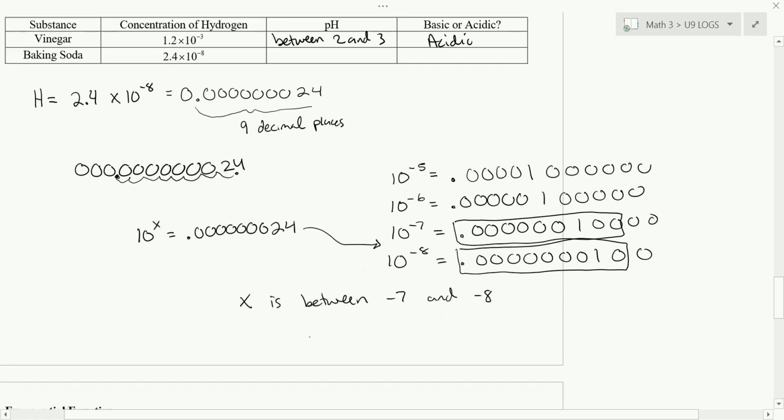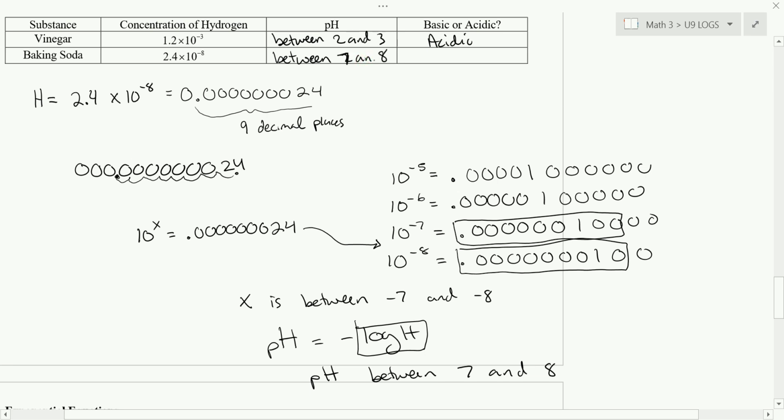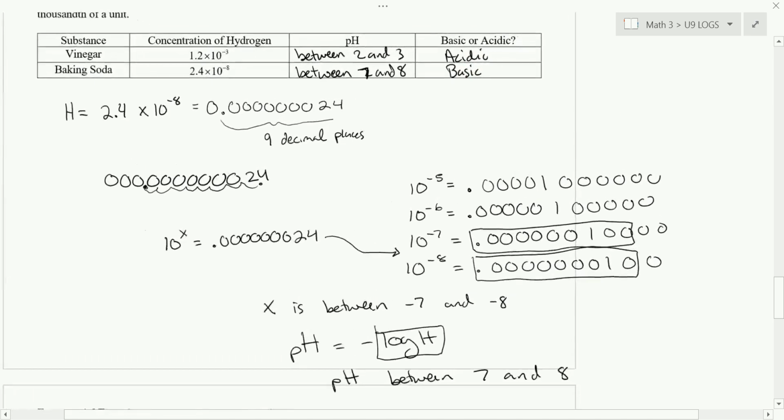So our hydrogen, or sorry, our pH is negative log of H. And we found log of H. So if I multiply by negative, I get a pH of between 7 and 8. So it's between 7 and 8. What do we classify that as? Basic. Okay. Right. All right. Question on that part.